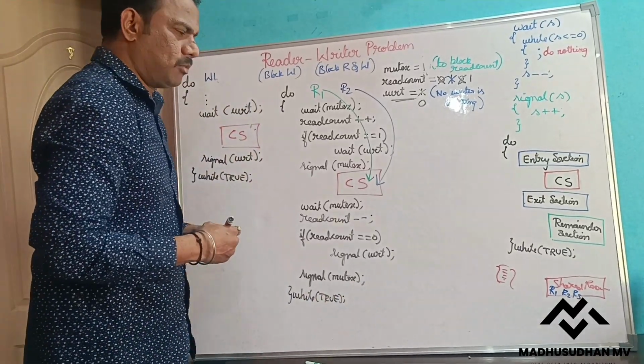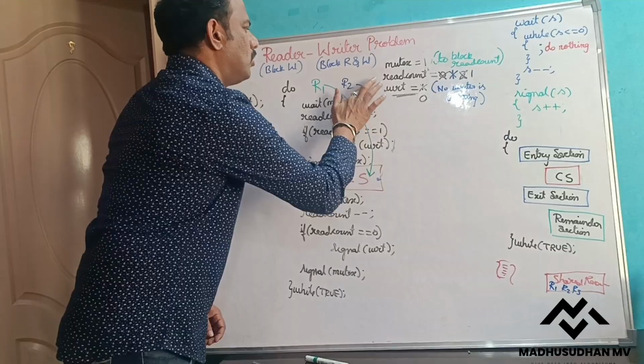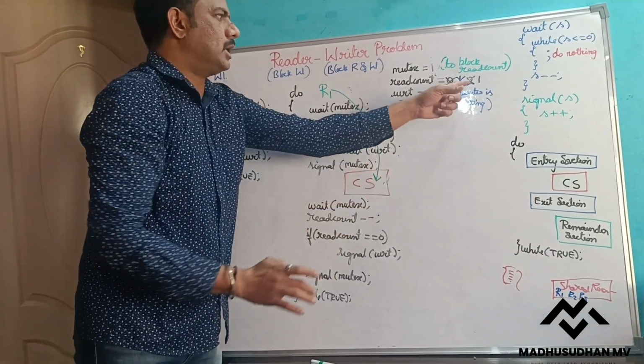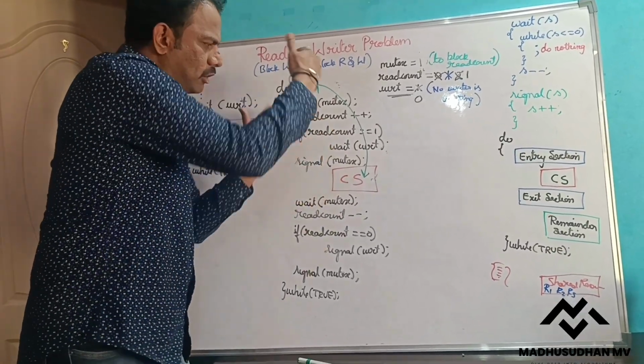Now see, assume one process comes out. Assume R2 comes out now. How many processes are there in the critical section? Only 1. That's why read count is equal to 1. Assume after some time this one also completes reading. It wants to come out.